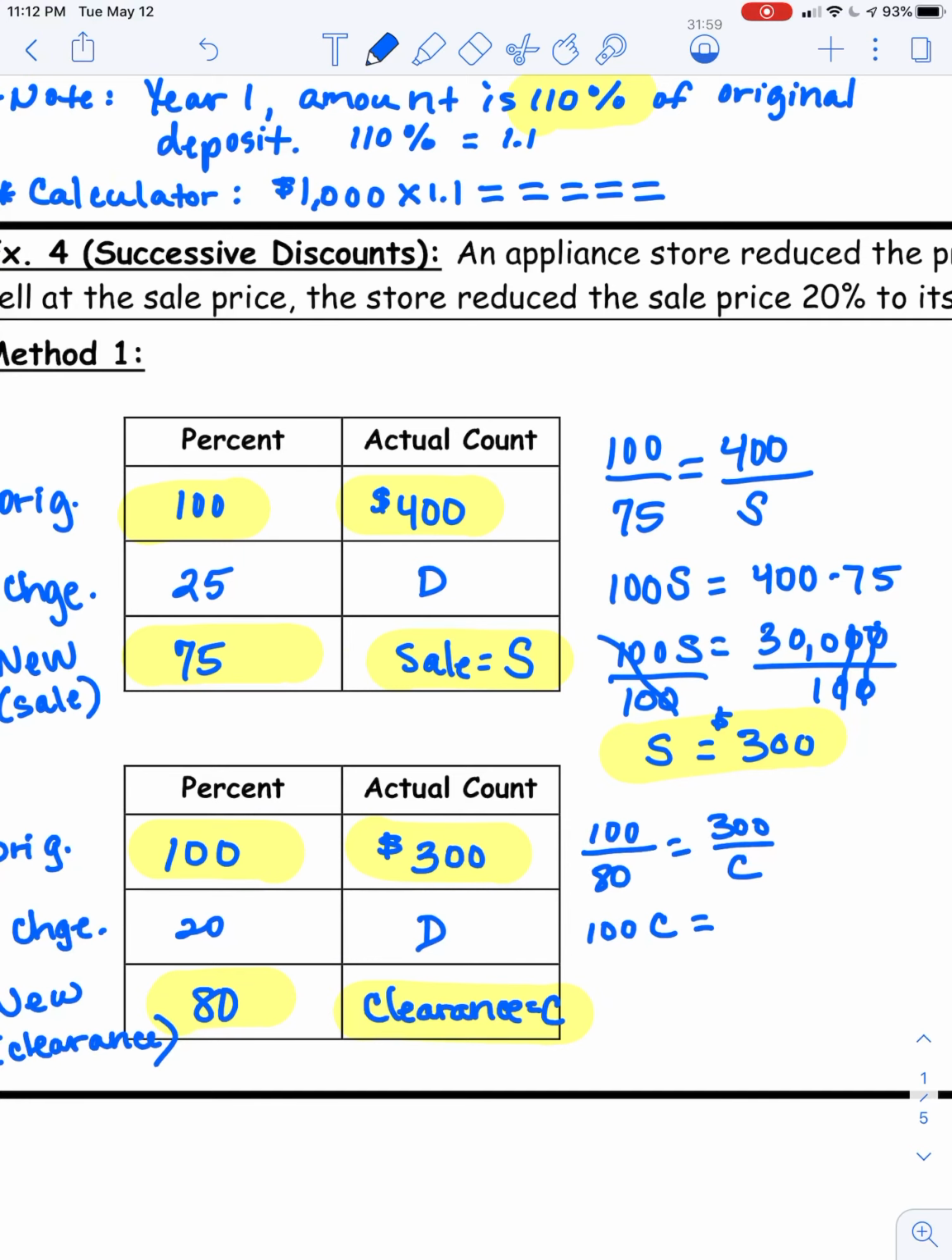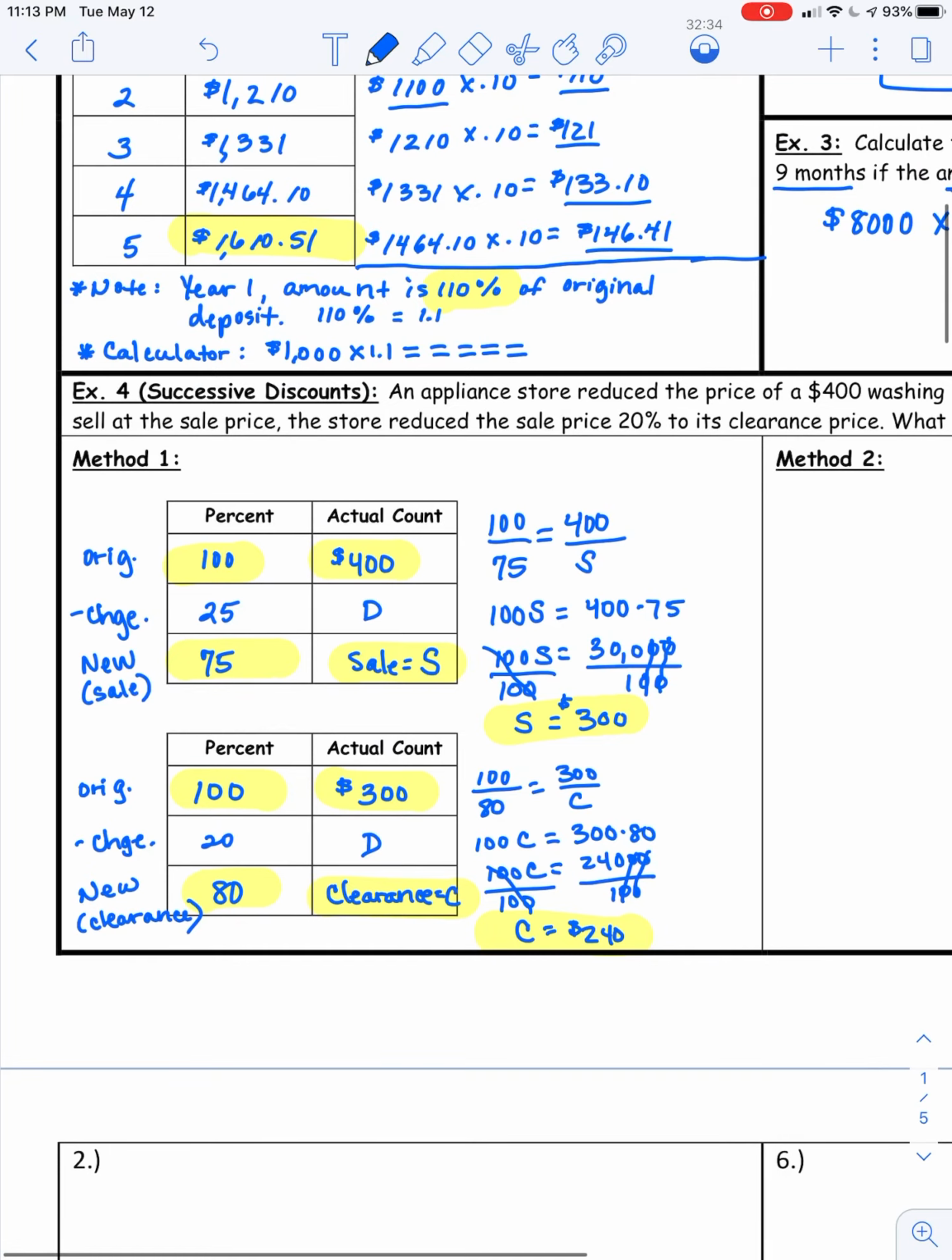And if I do my cross products, I have 100C equals 300 times 80, which is going to be 24,000, 1, 2, 3 zeros. I divide both sides by 100. And I end up with $240 as my final clearance price. Now, maybe someone will be more interested in that machine thinking that originally the price of that thing was $400, and now it's down to almost half that cost, which is an amazing deal for someone.